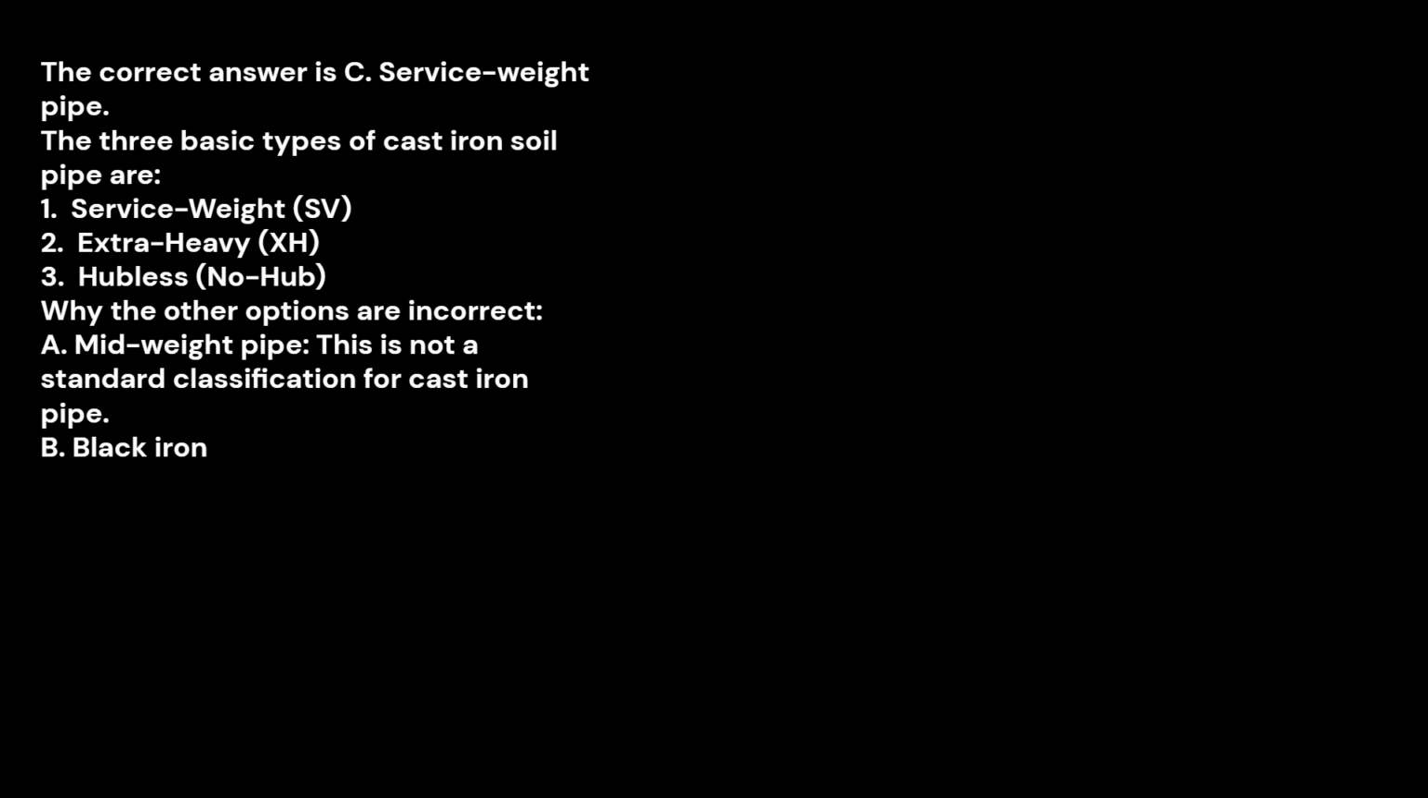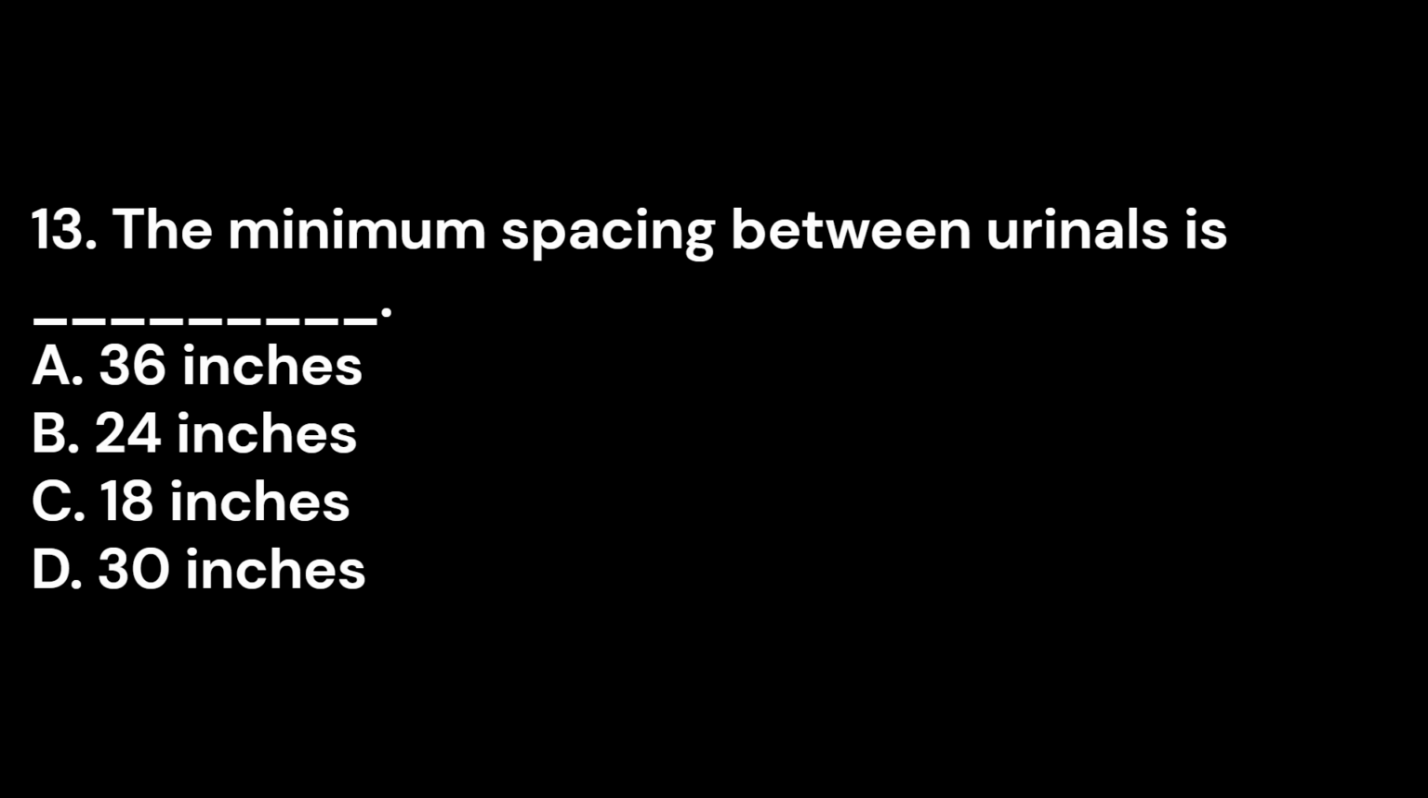Number 13. The minimum spacing between urinals is blank. A. 36 inches. B. 24 inches. C. 18 inches. D. 30 inches.